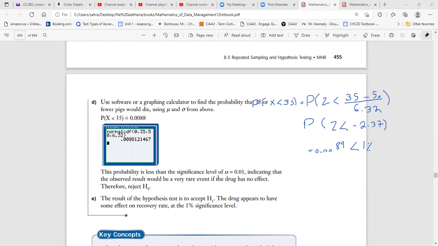So here, the probability is less than the significance level that was observed. The result says to accept H1, right? The drug appears to have some effect on the recovery at 1%. Less than 1% means the death count, you have this mu to be 50, right? Since this is 35 here, this area is less than 1%. It is 0.9%. It is much further from 50 deaths, right? Therefore, we say that the drug has some effectiveness.